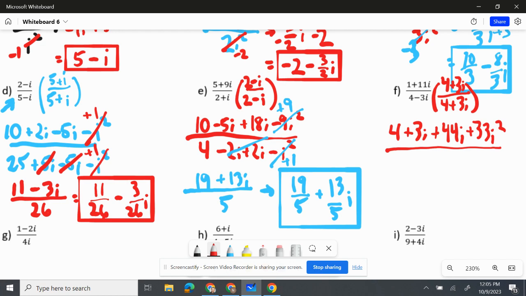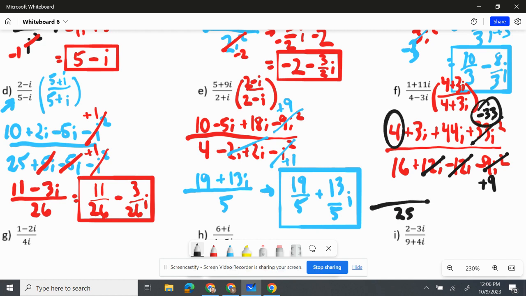We multiply the denominator. 4 times 4 is 16. 4 times 3 is 12i, negative 12i, and negative 9i squared. When we're looking at this, we know that i squared is negative 1, so negative 33. i squared is negative 1, so that becomes a positive 9. The i's in the denominator cancel. 16 plus 9 is 25.